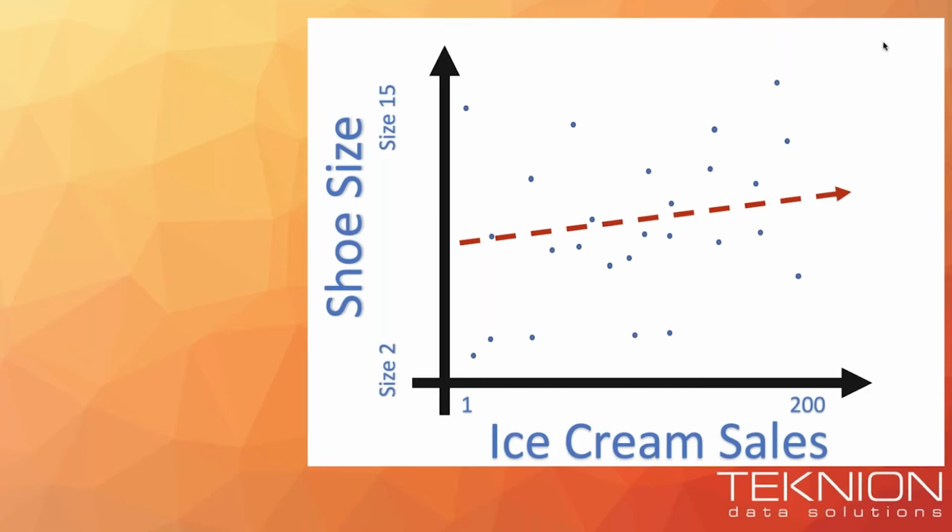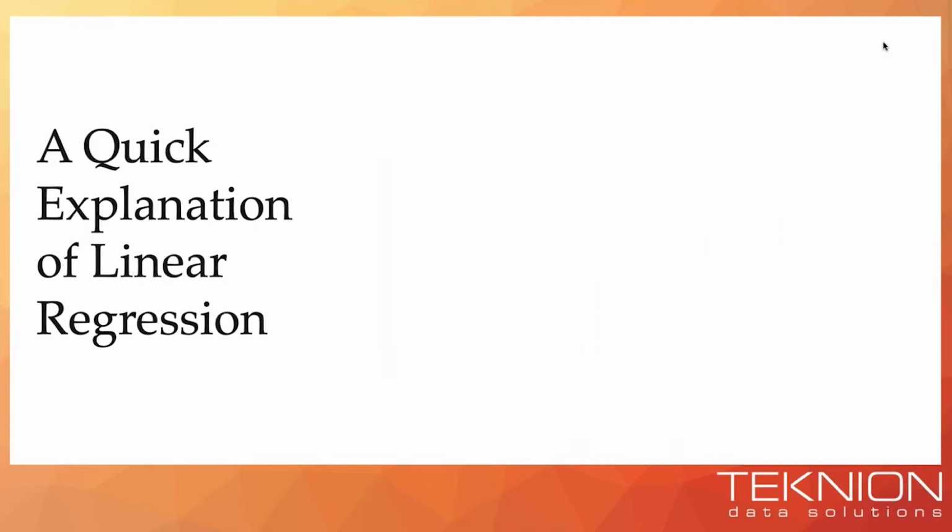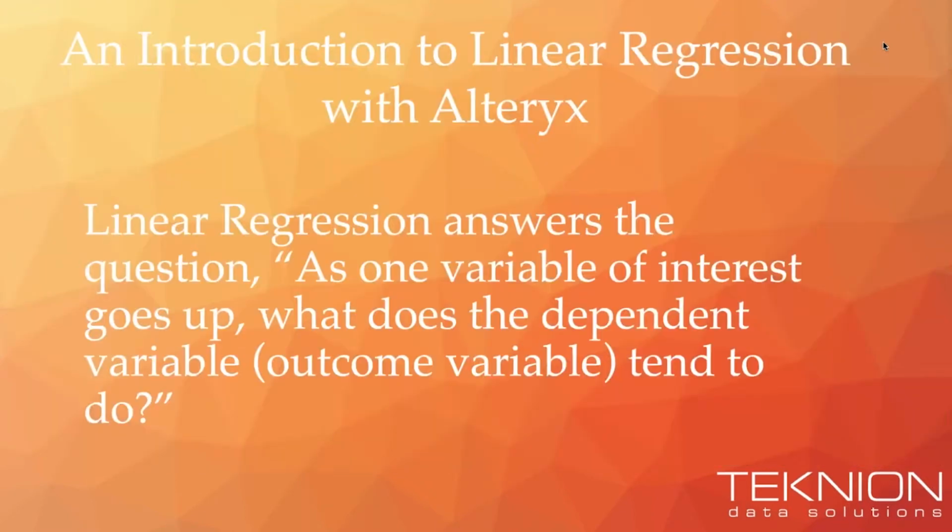So you say, all right, well, Kyle, why the 2 here? So lots of times when we're thinking about linear regression, we're thinking about, okay, how does one variable change in relation to another? Again, that was the whole point of this statement here: as one variable of interest goes up, what does the dependent variable or the outcome variable tend to do?